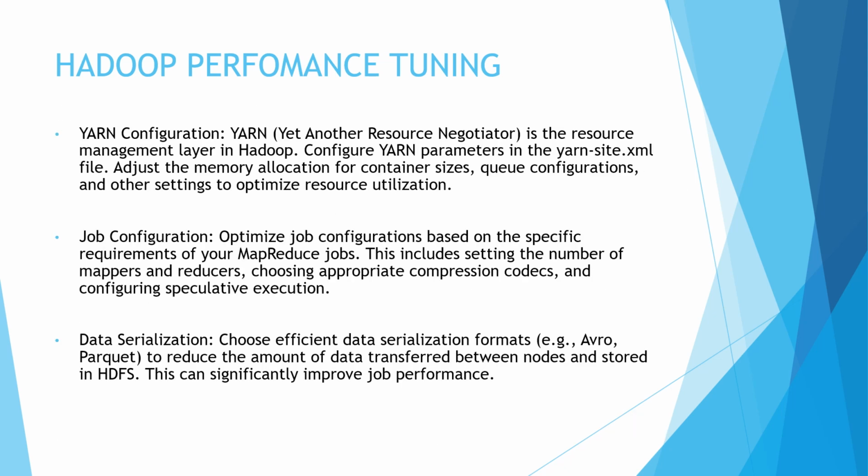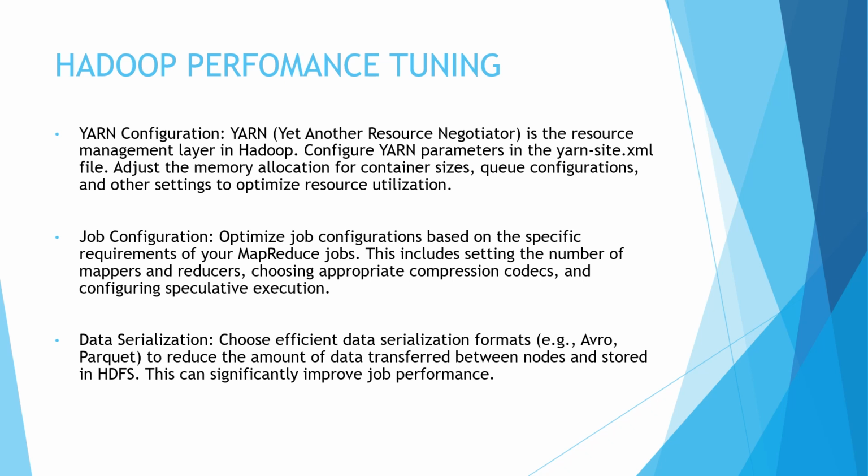Some other techniques are YARN configuration, job configuration, and data serialization. YARN configuration: YARN stands for Yet Another Resource Negotiator. It is the resource management layer in Hadoop. Configure YARN parameters in the yarn-site.xml file. Adjust the memory allocation for container size, queue configuration, and other settings to optimize resource utilization.